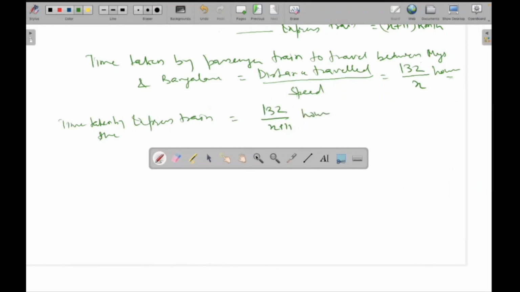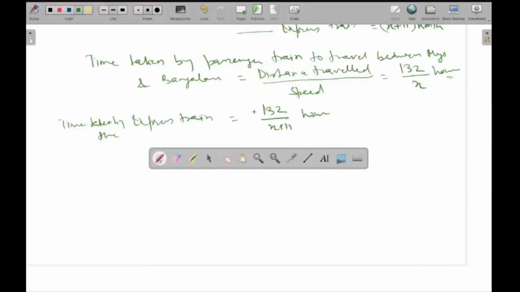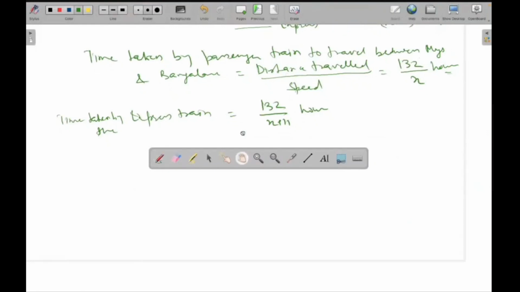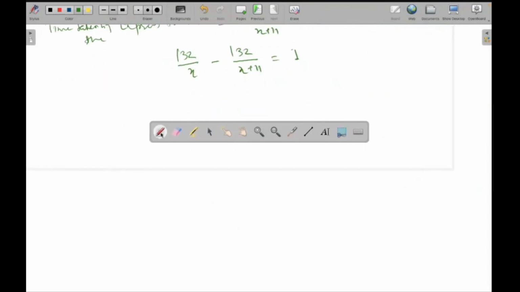Now what they are saying here is that an express train takes 1 hour less than a passenger train. So basically, the passenger train is taking more time. So it means that 132 upon x minus 132 upon x plus 11 is going to be 1. This is the information given. Now, we have this as x into x plus 11 by LCM, and this will become 132 times x plus 11 minus 132 times x would be equal to 1.